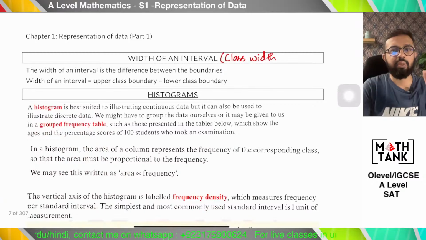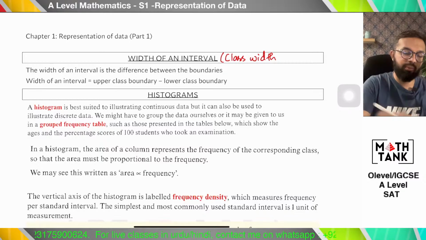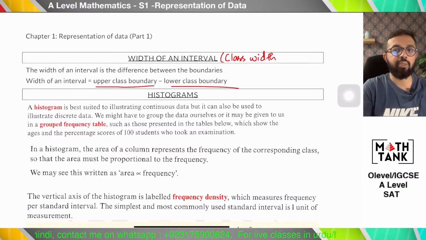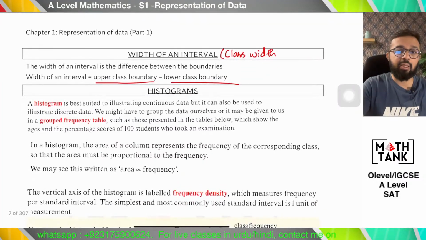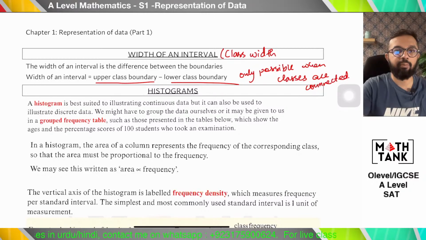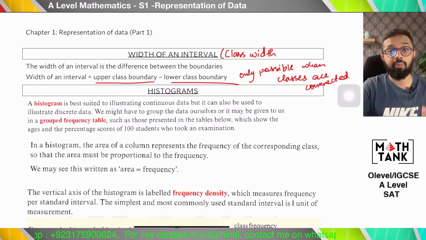ओके, लेट्स स्टार्ट ऑफ विद दिस. विड्थ ऑफ एन इंटरवल लिखा है. विड्थ ऑफ एन इंटरवल इज क्लास विड्थ. You've done it, you can call it class width or width of an interval. कैसे calculate होती है? It's upper class boundary minus lower class boundary. Remember that this upper class boundary and lower class boundary is only possible when classes are connected. If they are not connected, it's your responsibility to connect them first and then calculate the width of an interval, not before that. If you do it before that, it's going to be wrong.